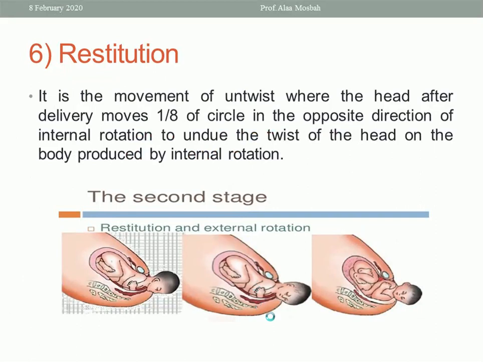Restitution. It is the movement of untwisting, where the head, after delivery, moves 1/8 circle in the opposite direction of internal rotation to undo the twist of the head on the body produced by internal rotation. As you see in this picture, we have here the extension of the head. Then the next step is restitution, which undoes the twist of the head on the body produced by internal rotation.